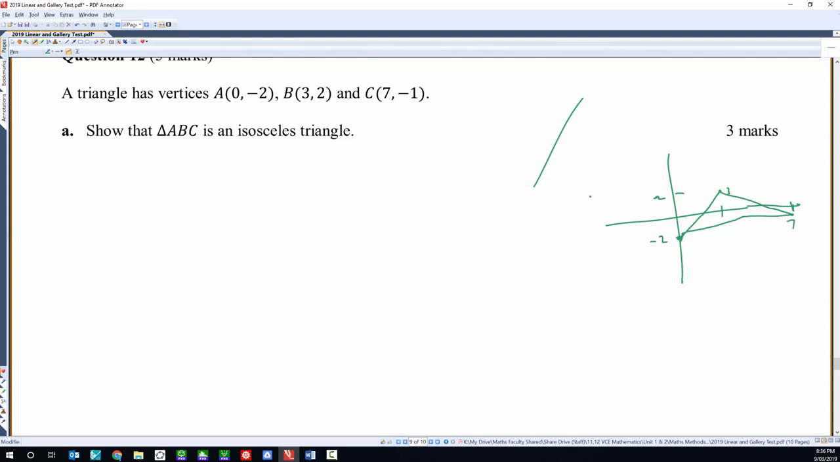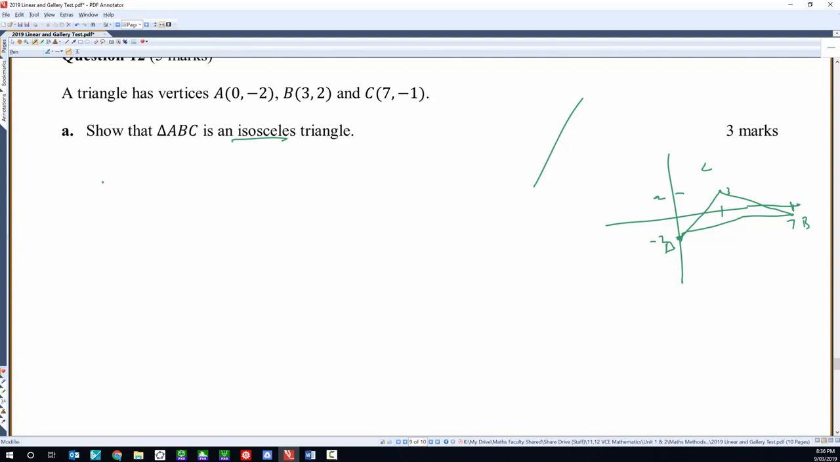Okay, so what we're going to note here is that the properties of an isosceles triangle are that they have two side lengths the same, one different. So we need to go about proving that that's the case. So what I'm going to do is basically work out the distance. So this is A, this is B, and this is C. I'm going to work out the distance between AC, the distance between AB, and the distance between BC.